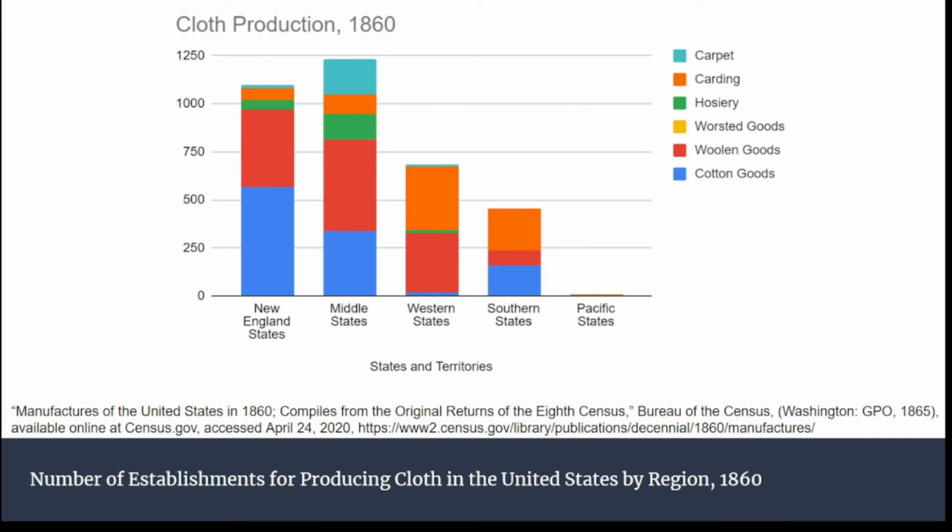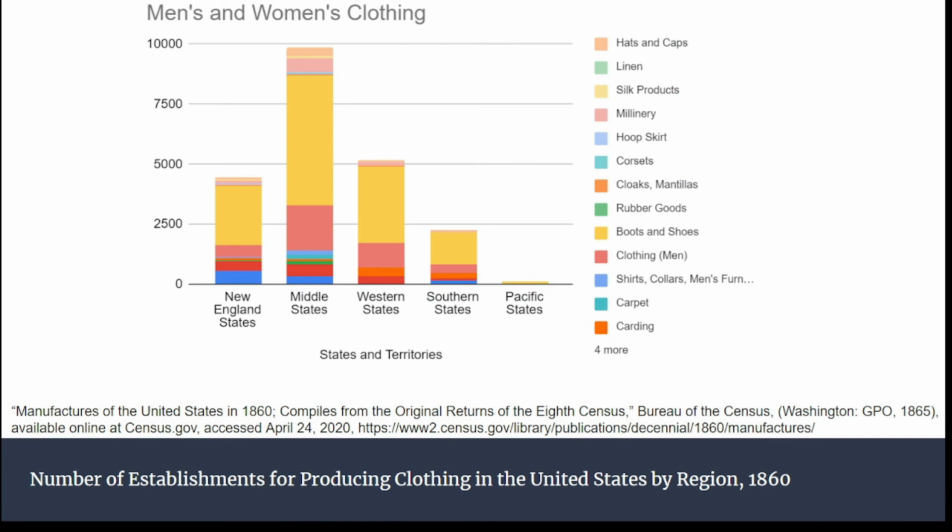So if you were to pick a fight between New England, the middle states, and the western states all together, and then the southern states, you can see who's going to win that fight based just on manufacturing goods, right? So that's cloth. Let's look at some other goods here. Let's look at men's and women's clothing. This goes into more detail about the number of hats and linen and silk products that are produced. And you can see that the South produces very little, or at least the least amount.